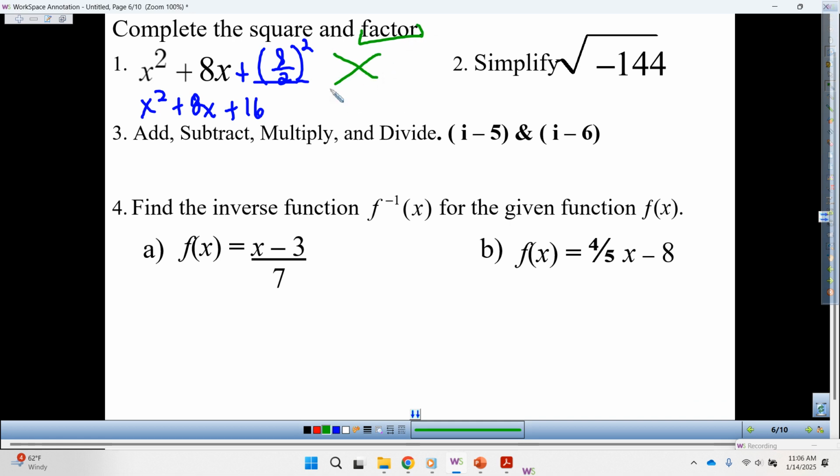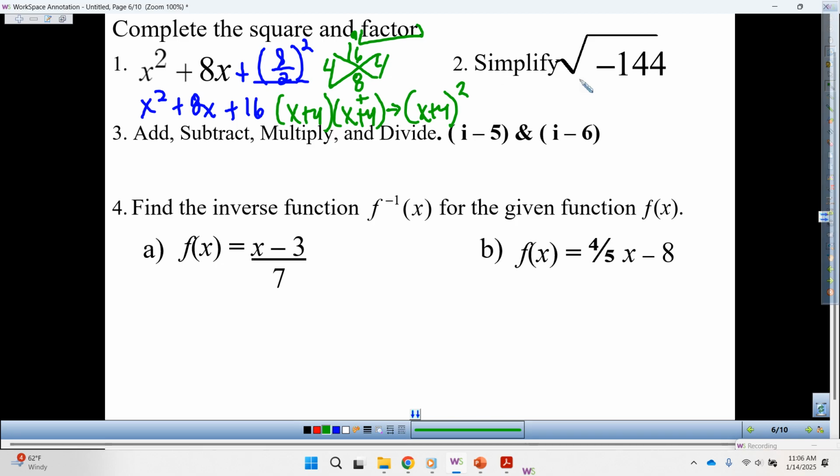So we got 16 and 8. What two numbers multiply to give me 16 and when you add them give us 8, everyone? 4 and 4. So x plus 4 times x plus 4, or x plus 4 squared. So far so good, yes?